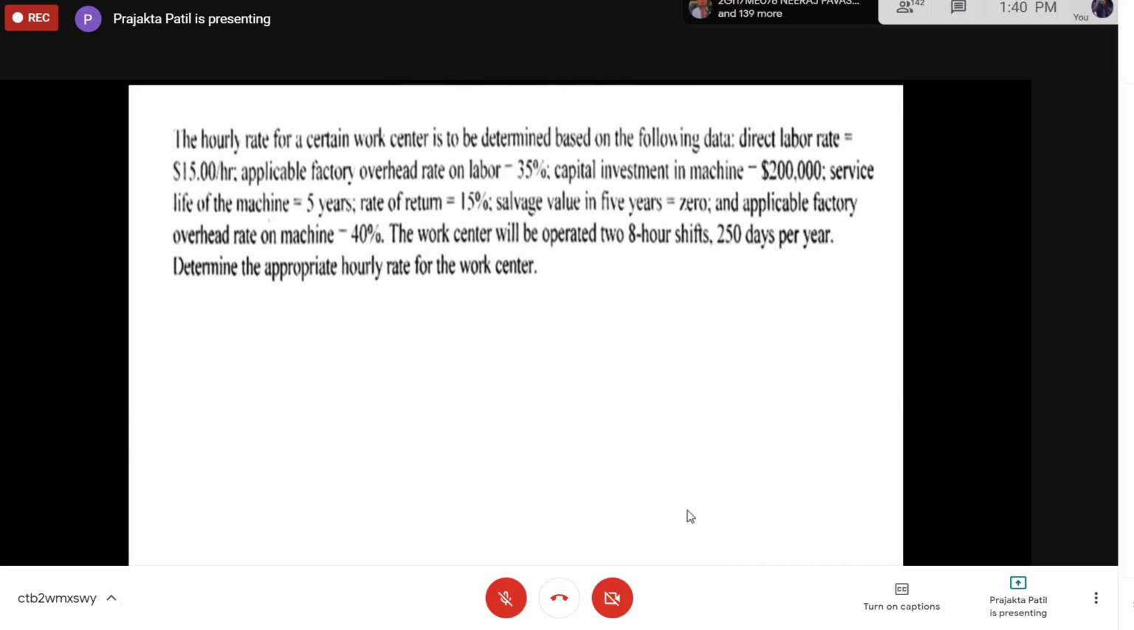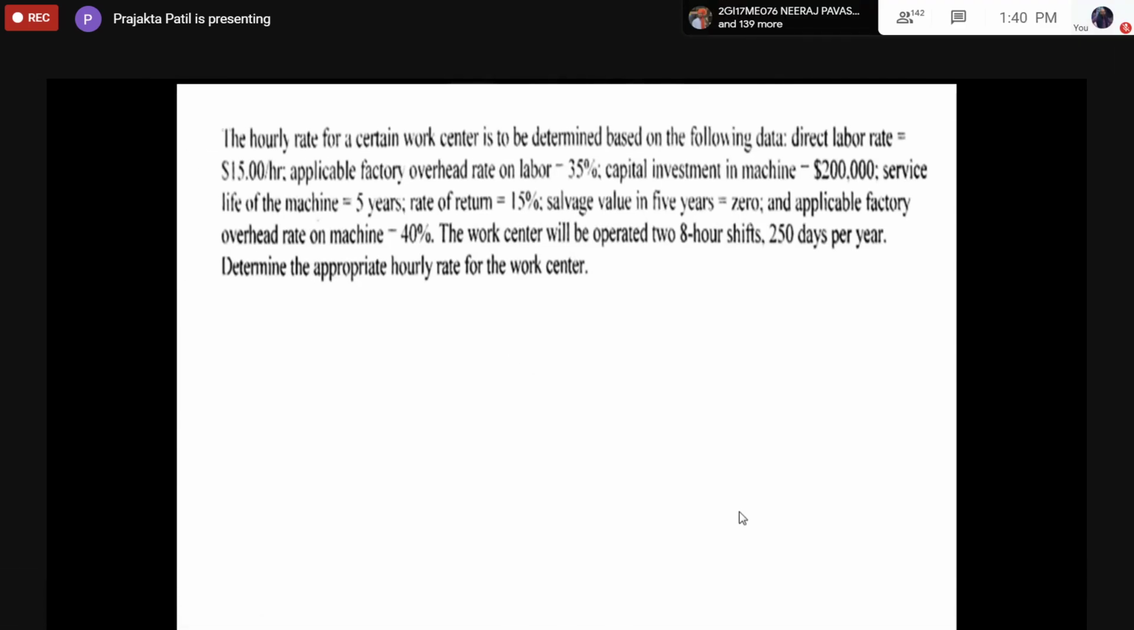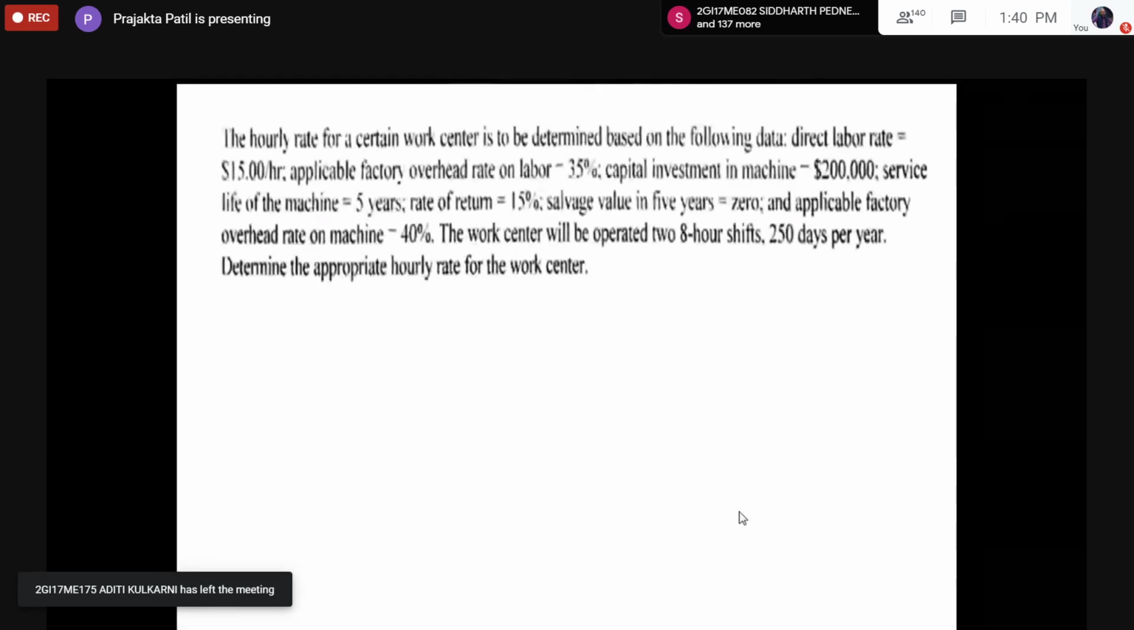The hourly rate for a certain work center is to be determined based on the following data. The direct labor rate is $15 per hour. Applicable factory overhead rate on labor is 35%. Capital investment in machine is $2 lakh. Service life of the machine is 5 years. Rate of return is 15%. Salvage value in 5 years, 0. And the applicable factory overhead rate on machine is 40%.